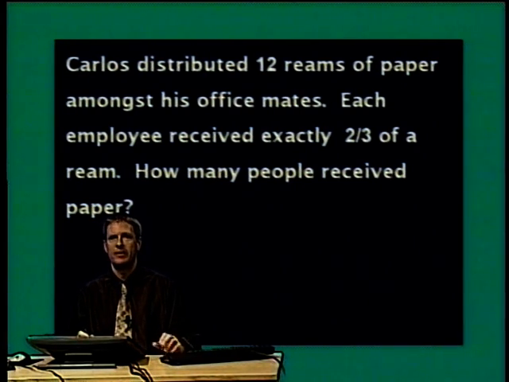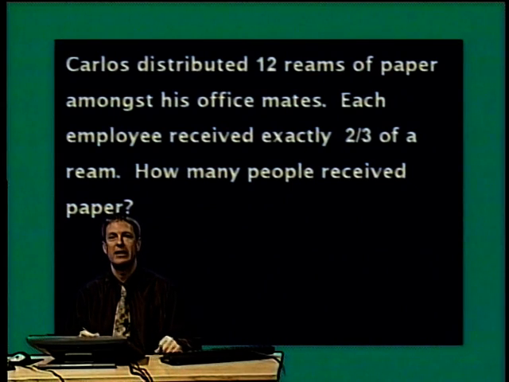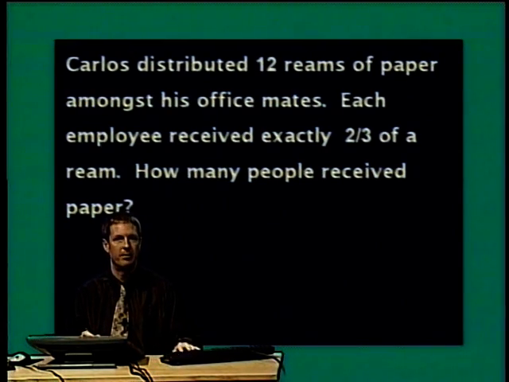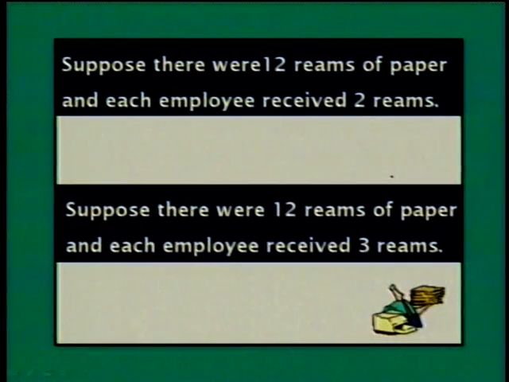Now, the key to this problem is figuring out what mathematical operation needs to be performed between the numbers 12 and 2/3. And I'm going to use an idea that I suggested on the last example. I'm going to change this problem to easier numbers and see if I can get a grip on the operation that's occurring when answering the question. The tricky number here is the 2/3 of a ream, so I'm going to change that to simpler numbers. Suppose there were 12 reams of paper and each employee received 2 reams. How many employees are there? Suppose there were 12 reams of paper and each employee received 3 reams. How many employees were there?